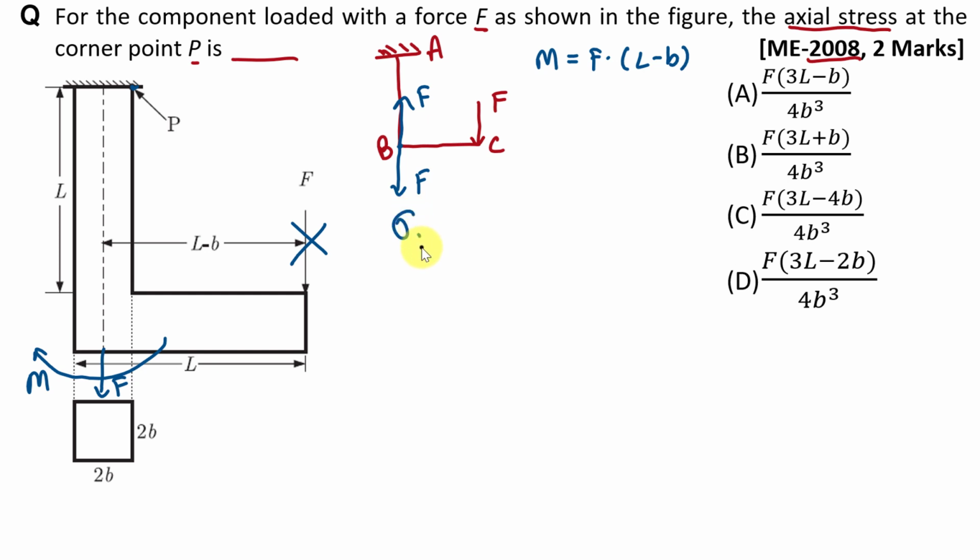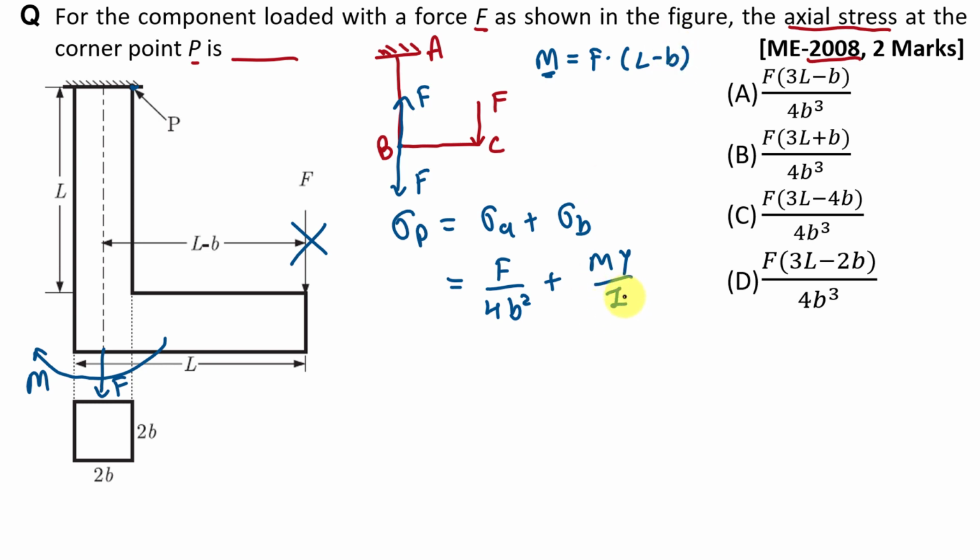So stress at point P is equal to axial stress plus bending stress. Now we know that axial stress is simply load divided by area. So it is F divided by the area of this cross section, that is 2B into 2B. So it is 4B square plus the value of bending stress, My by I. This is the equation to find out bending stress, right? Now here we know the value of M, that is F into L minus B.